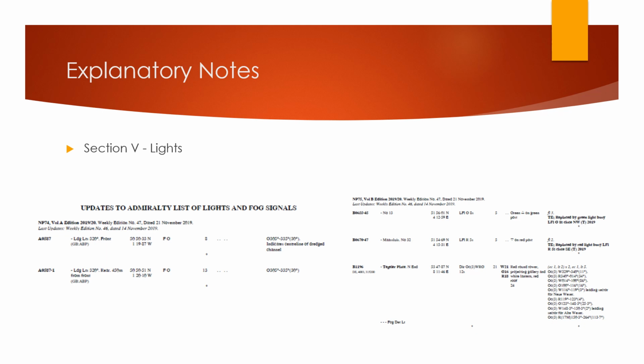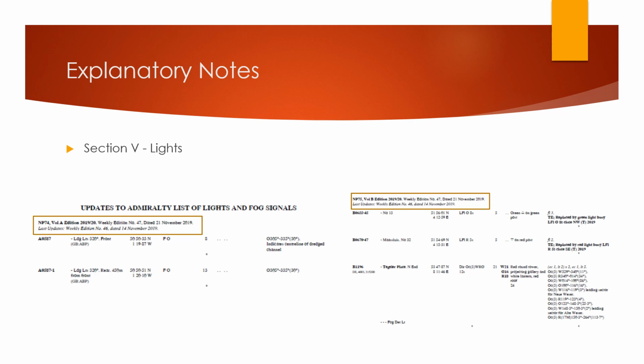In case of a new light or where a new sequence is added below the main light, an asterisk will appear under all columns. All section 5 entries are intended to be cut out and pasted into the appropriate volume. So you can see here we have NP74, which is Nautical Publication 74, volume A, edition 2019-20, and you also have NP75 here, which is volume B, edition 2019-20. So you have the different Admiralty List of Lights and Fog Signals, or the different volumes, listed here, and the changes that need to be incorporated in these publications are listed right below it.